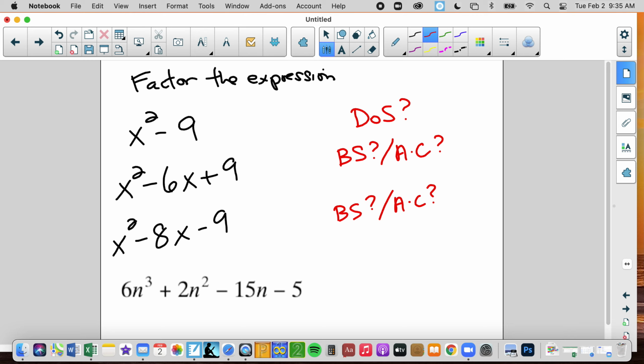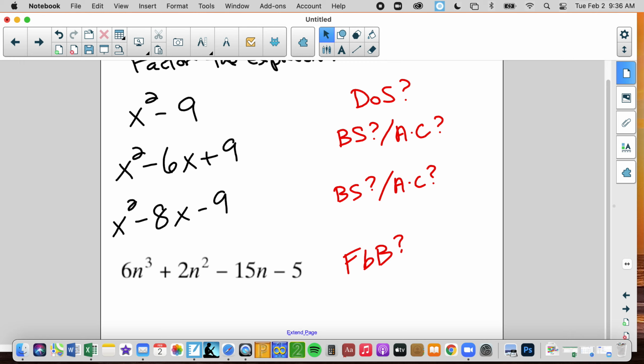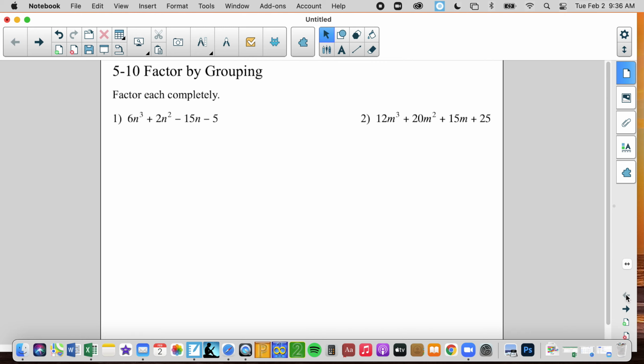4 terms, well, we know it's not difference of squares because difference of squares always deals with 2 terms. We know it's not a binomial square because all binomial squares are 3 terms, and A times C also deals with 3 terms. So what is this? This is FBG, factor by grouping. So when we start off a problem, there are going to be techniques that lend themselves depending on the number of terms that the expression has. So in these, you'll notice that all of them have 4 terms. So we are going to factor by grouping.